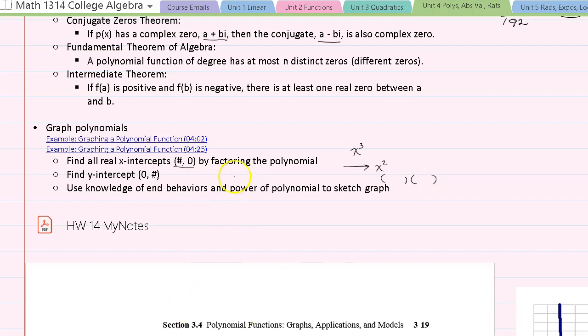Once you've found all the zeros and their multiplicity, that's the exponents for the factors, graph each of the points on the x-axis. The second step would be to find the y-intercept of your polynomial p of x by plugging in x equal to 0 and finding the y value. And finally, use your knowledge of even and odd powered functions, and in particular their end behaviors, to complete the graph. There are a couple of video examples that you may want to watch to get the hang of graphing polynomials.